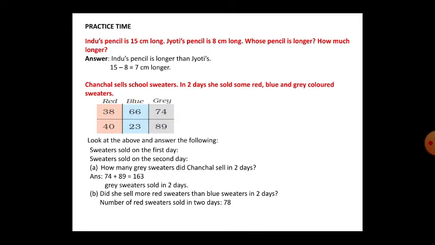But you need to find the blue sweaters also, because you have to compare, right? Which one is more? Number of blue sweaters sold in 2 days, see, 6 plus 3 is 9. 6 plus 2 is 8. See, 89 blue sweaters she sold. Then you get an answer. Which sweater did she sell more? Here the answer is she didn't sell more red sweaters. She sold more blue sweaters only. So the answer is no. She sold more blue sweaters in 2 days.